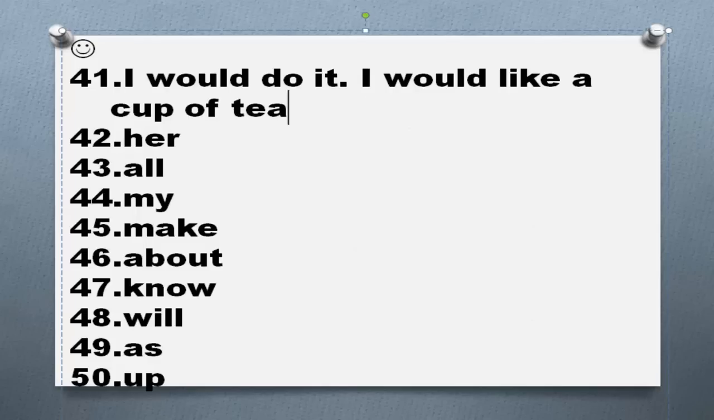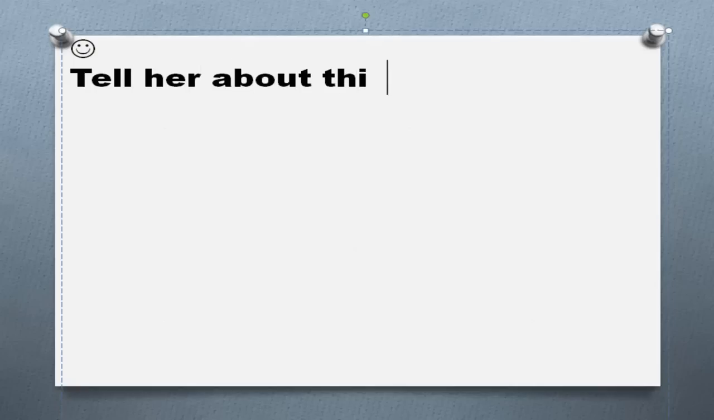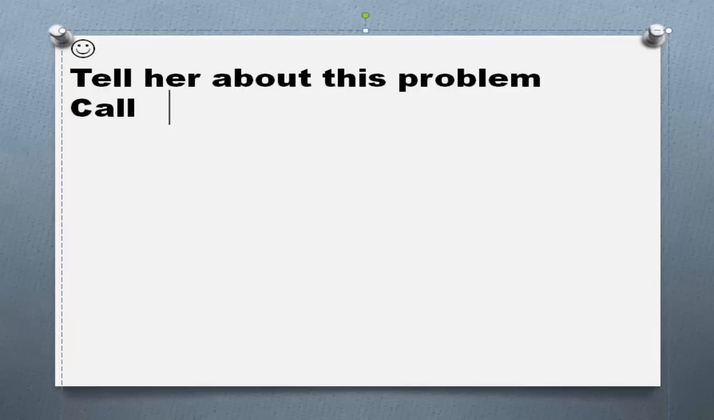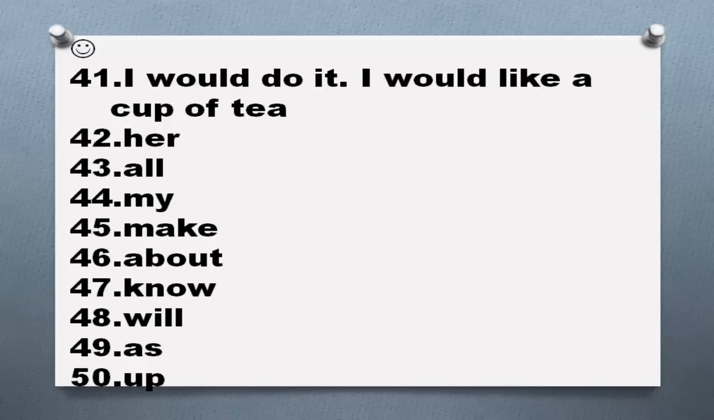Далее her. Переводится как ее, ей. И давайте примеры будем дальше разбирать, чтобы все уместилось. So, tell her. Скажи ей. Tell her about this problem. Скажи ей об этой проблеме. Или позвони ей. Call her.